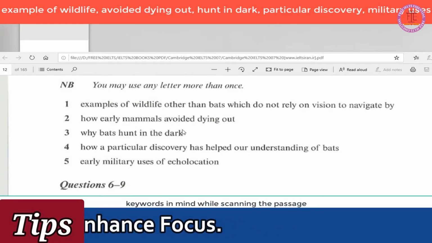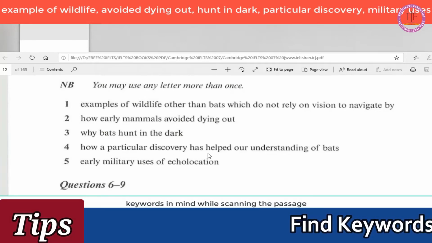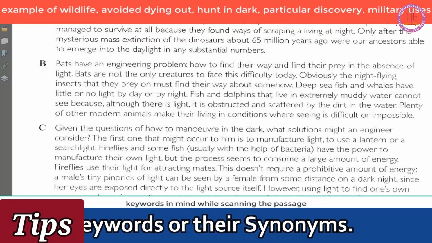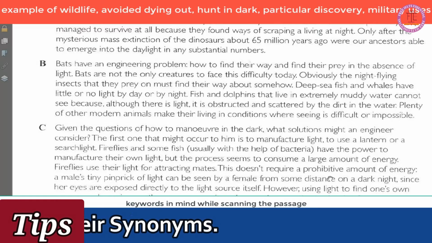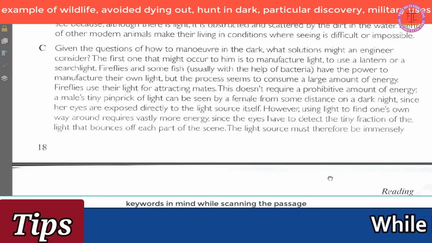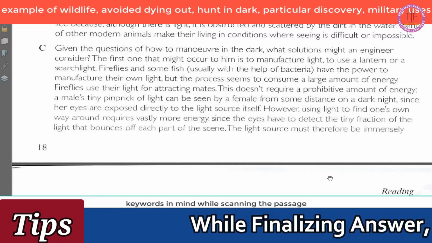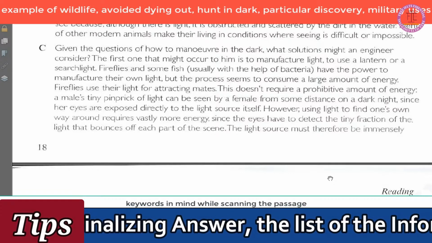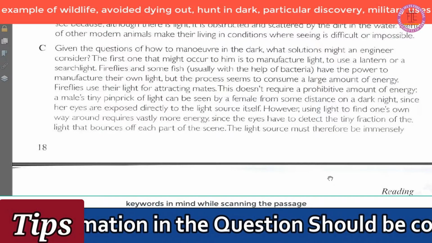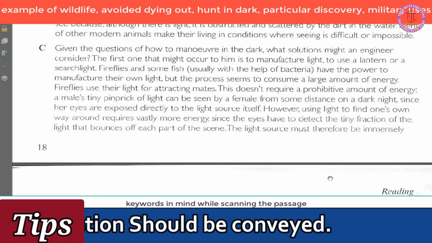So these first 3 questions have been found in the 2 passages. Let's talk about the particular discovery and military uses. If I find any kind of word in the upcoming scanning, then it will be very helpful to find the answer to these 2 questions, question number 4 and 5. So given the question of how to maneuver in dark, what solutions might an engineer consider?